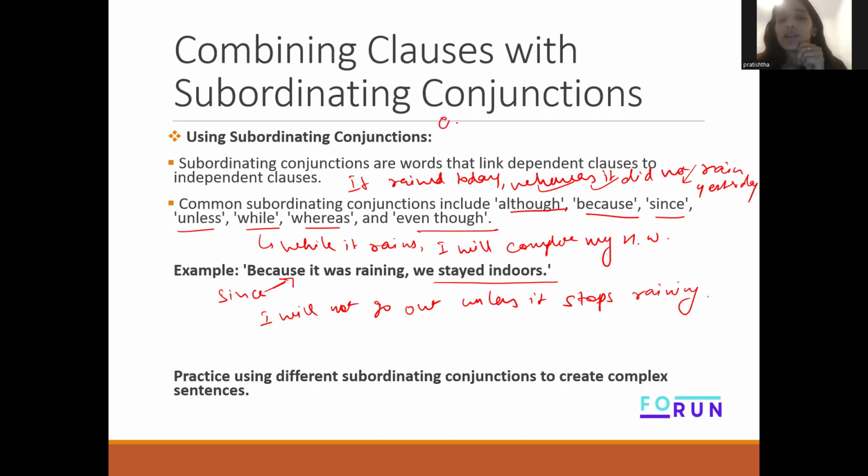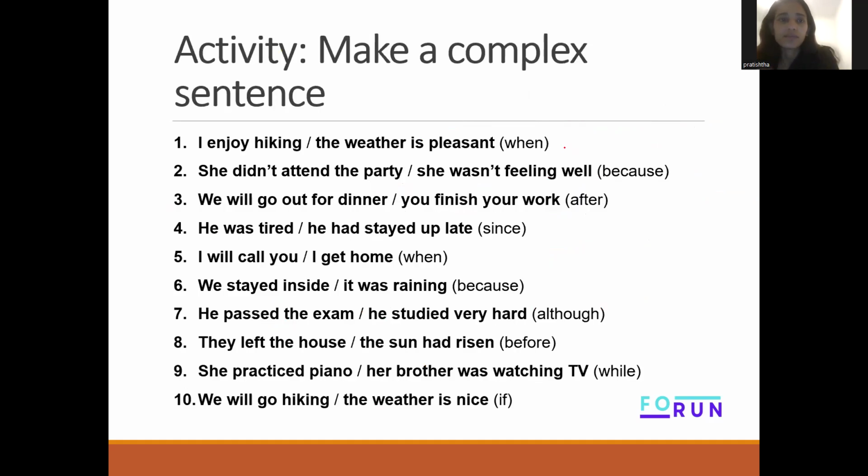Even though it rained today, he went to the mall. So again, it gives like a contrast. Even though it rained, he went to the mall. Right? So these are sentences. There are a lot of other conjunctions as well. Try to use them as much as you can to be able to create more complex sentence structures.